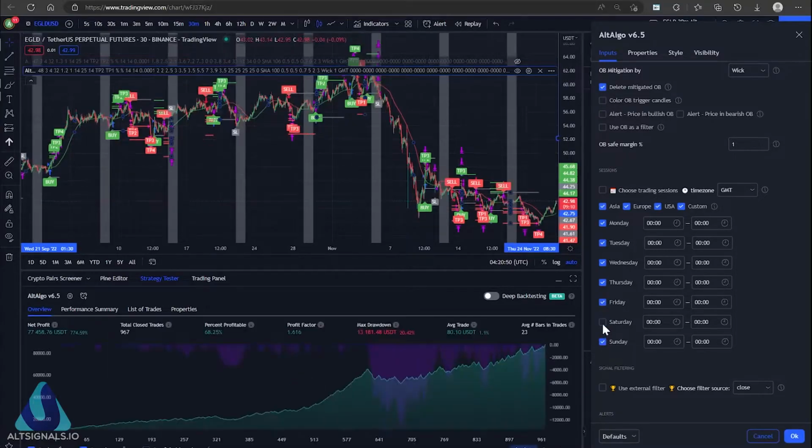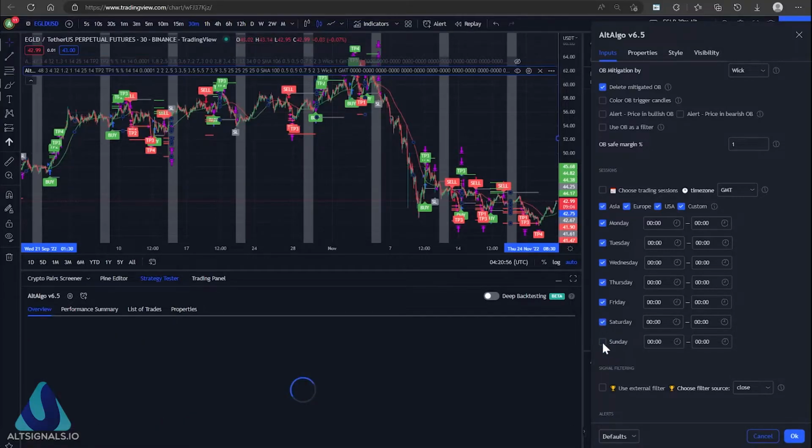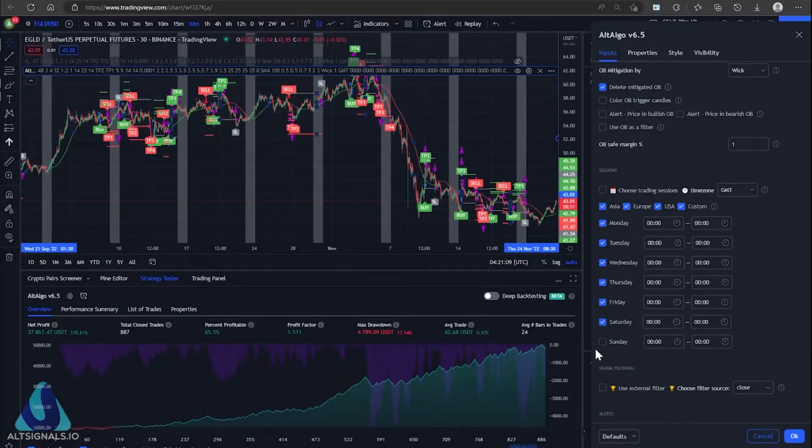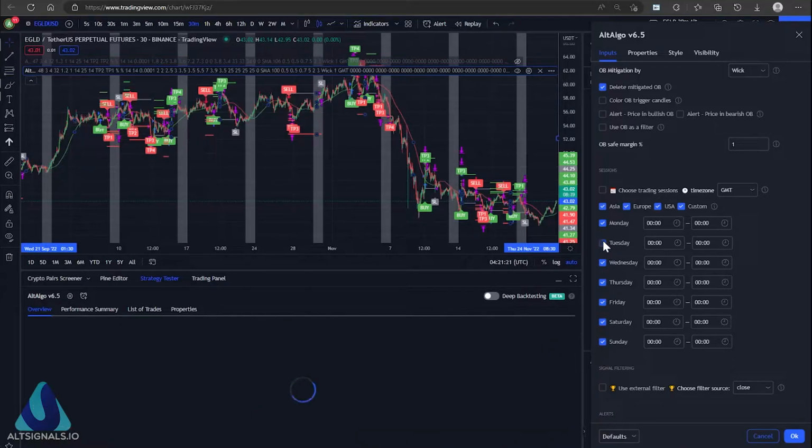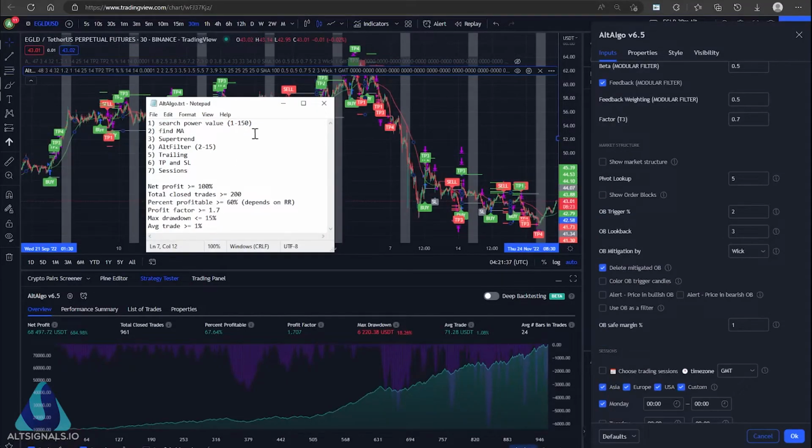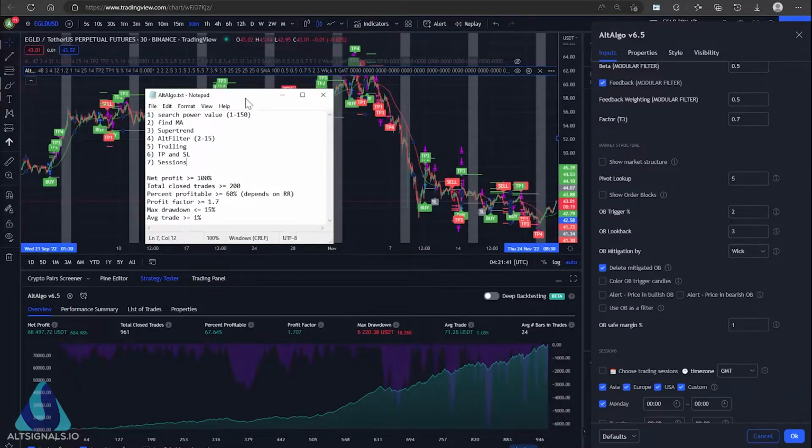Saturday also doesn't change much, so let's try Sunday then. And Sunday is reducing the overall results a lot. So Sunday is actually an important day for trading this because it's bringing us a lot of profits, so for sure we leave it enabled. So the best one to disable is actually Tuesday.